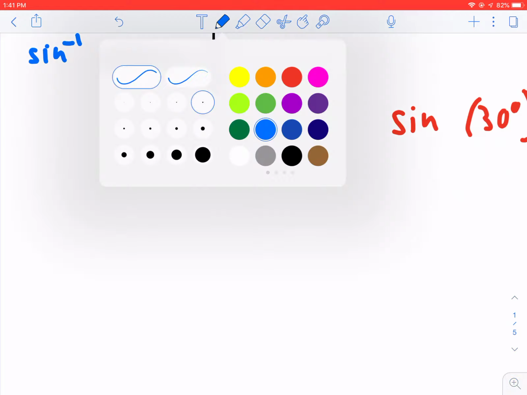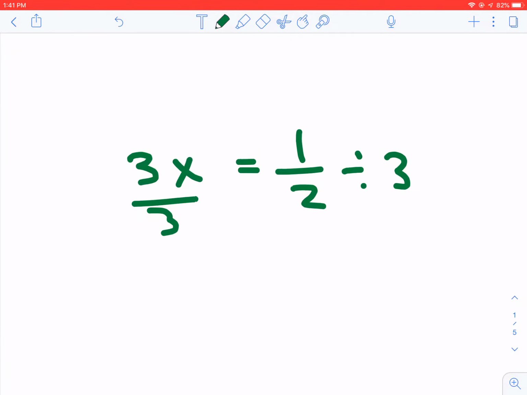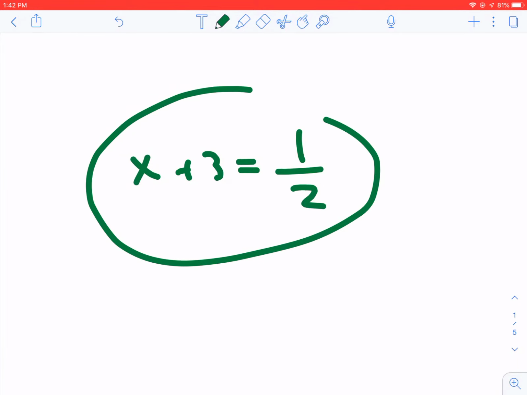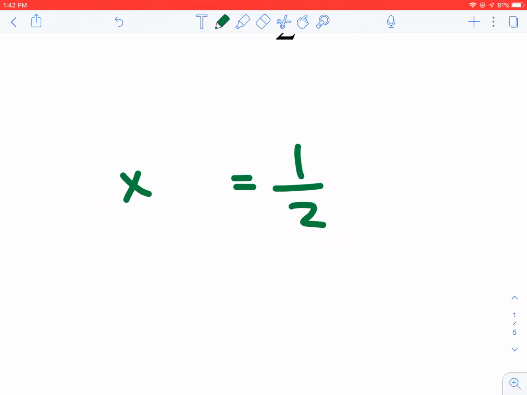So inverse functions are just functions that undo each other, reverse each other. For example, if you had 3x equals a half, all you do is divide both sides by 3 to solve for x, because multiplication and division are inverse operations. Just like if you had x plus 3, you subtract 3 from both sides because addition and subtraction are inverse operations. If you have something squared, you square root both sides, because squaring and square rooting are inverse operations.